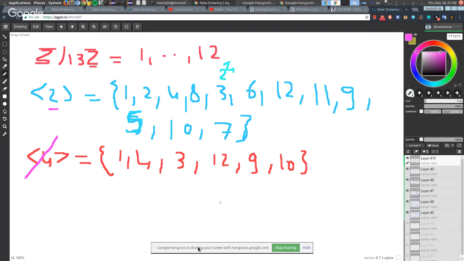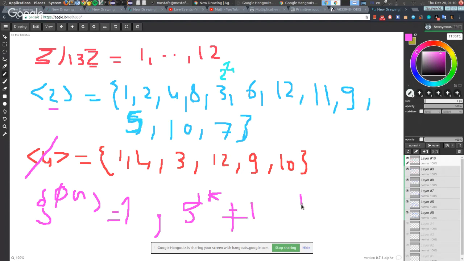So the primitive root will have this property that it's g, then g to the power of the size of this set will be equal to 1, which we also know from Euler's theorem. However, g to the power k will not be equal to 1 for k less than n.